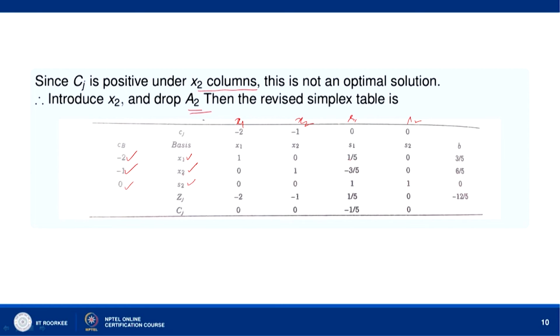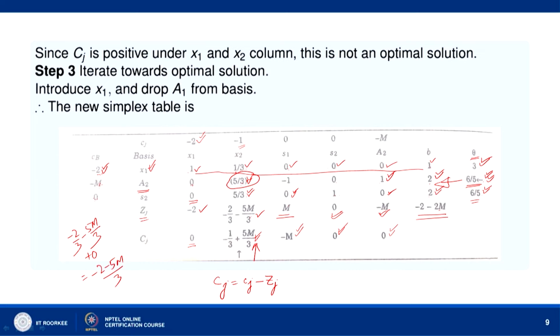So, we see what we have now. This is our 5 by 3. We divide this row by 5 by 3 to bring unity here, and then after multiplying this by 1 by 3, we subtract from this row, and multiplying by 5 by 3, we subtract from this row to make this element 0, this element 0. That is, we are doing elementary row operations. So, let us first divide this key row by 5 by 3.